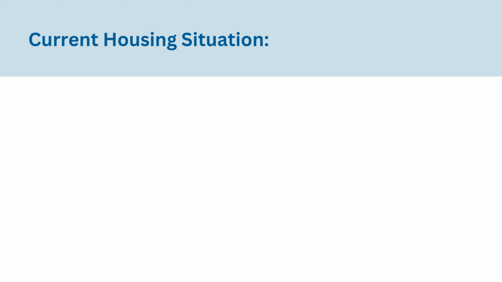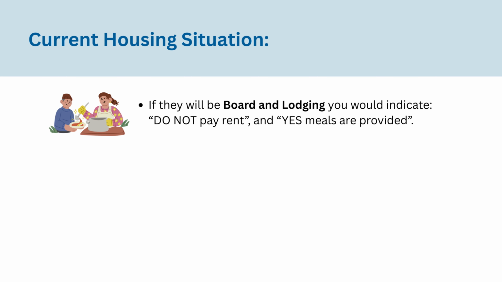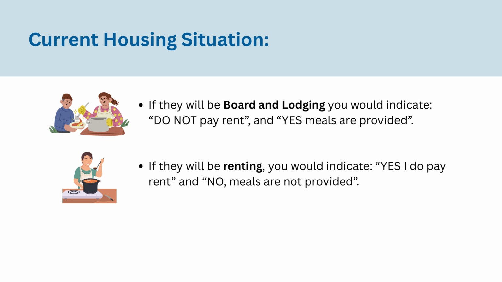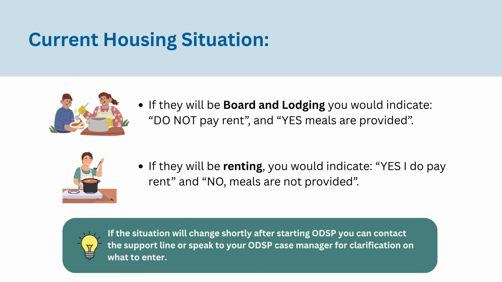In that section on current housing situation, if the person will be board and lodging, you will indicate they're not renting, not paying rent, and meals are provided. If the person will be renting, you would indicate rent and meals are not provided. In that situation with the student going to college or university and their status may be changing, you may want to reach out and speak to ODSP and ask them how you enter that information and how you show the changes from when they are away, living on the university campus, and when they are back home in between semesters or in between years.